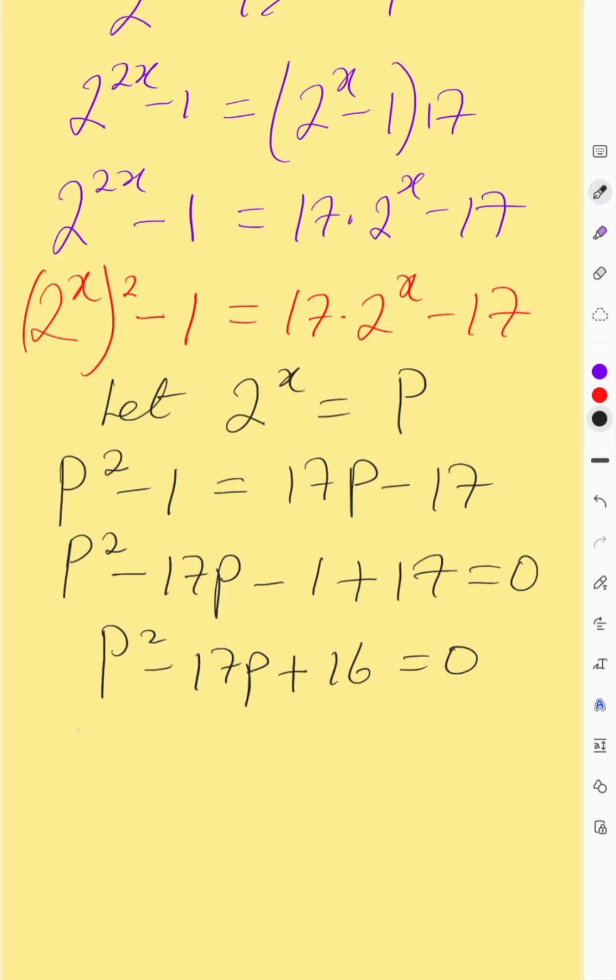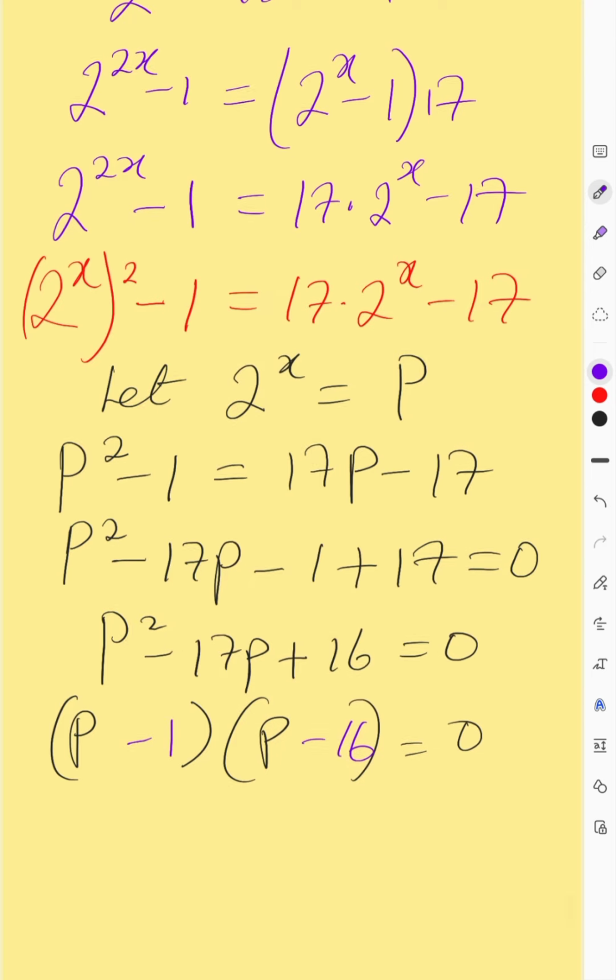This is now a quadratic equation which we can solve by factorization. What two numbers shall we times to get 16? If we add, we get minus 17. Now let's think of the numbers. Of course, the numbers should be negative 1 and negative 16, because negative 1 times negative 16 will give us plus 16, and if you add them together you get minus 17. So you just write (p minus 1)(p minus 16), everything equal to 0.